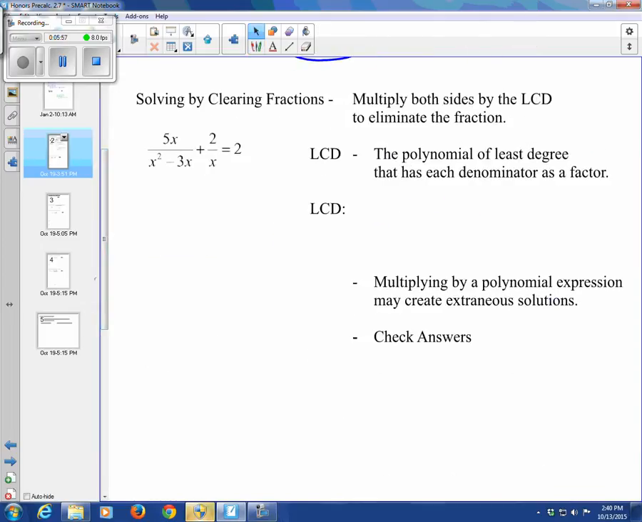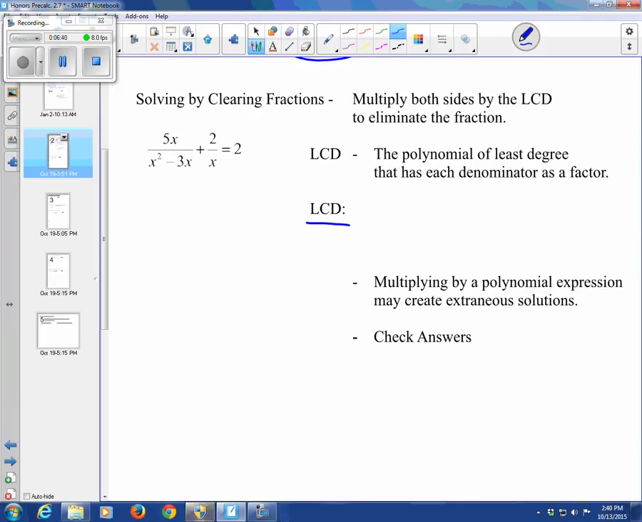Solving by clearing the fractions. Here we've got a rational equation that's a little more like the kind of rational equations we're going to look at more in this section. This is, of course, an equation where we've got more than one rational term, right? More than one term with a polynomial in the denominator. And our strategy here is going to be to clear out the denominators by multiplying by the least common denominator on both sides. Now for our rational equations, the least common denominator is going to be the smallest polynomial that has all the denominators as a factor.